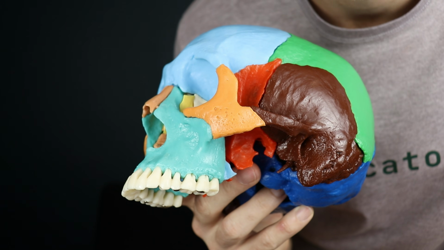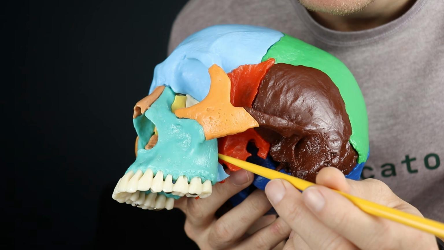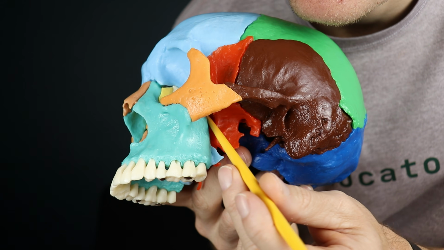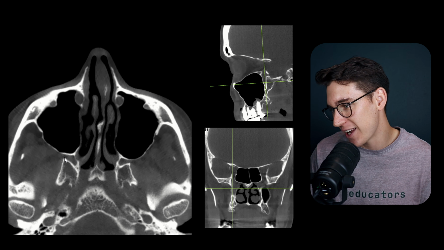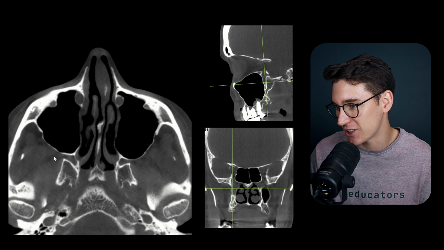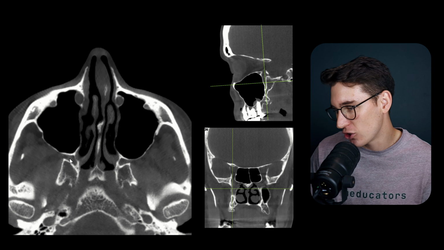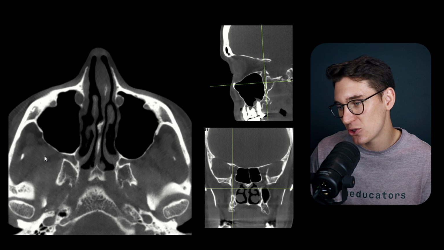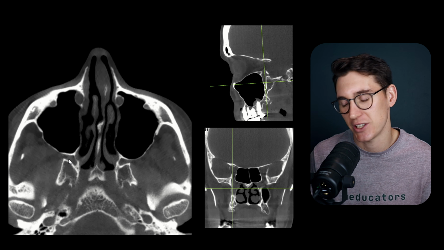If we look at our 3D model, where we place this yellow chopstick through this hole here, the hole we're placing it through is the pterygomaxillary fissure. It makes up the lateral boundary of the Pterygopalatine Fossa. So we know laterally, from the Pterygopalatine Fossa, outwards we're going into the infratemporal fossa. To go from the Pterygopalatine Fossa to the infratemporal fossa, we have to pass through the pterygomaxillary fissure here.